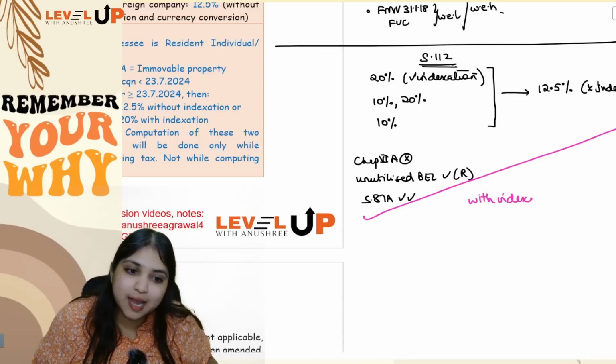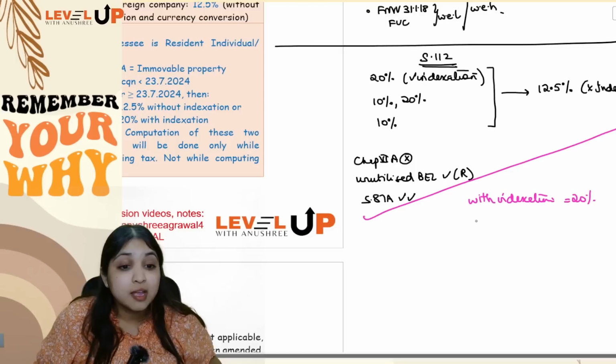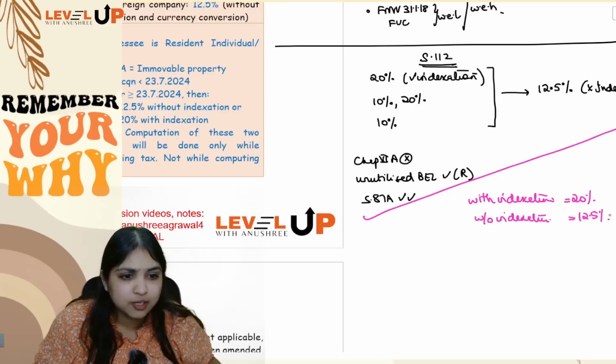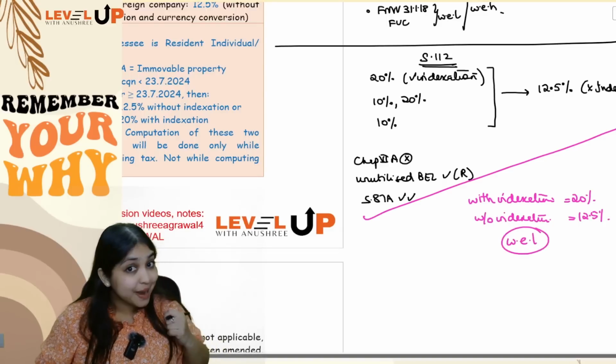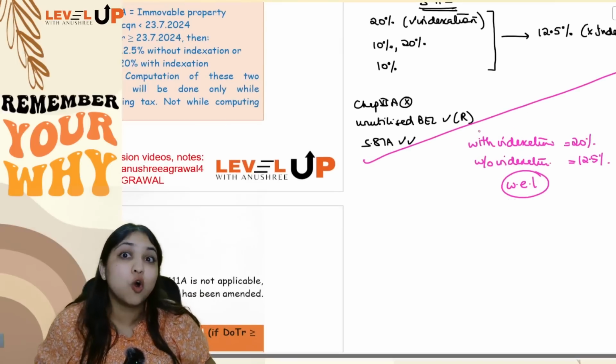You see what is your capital gain. On that, 20% you calculate tax. Without indexation, you see how much is your capital gains. On that, 12.5% you calculate tax. Whichever is lesser out of these two, you pay. But this benefit we will not give for all assessees.